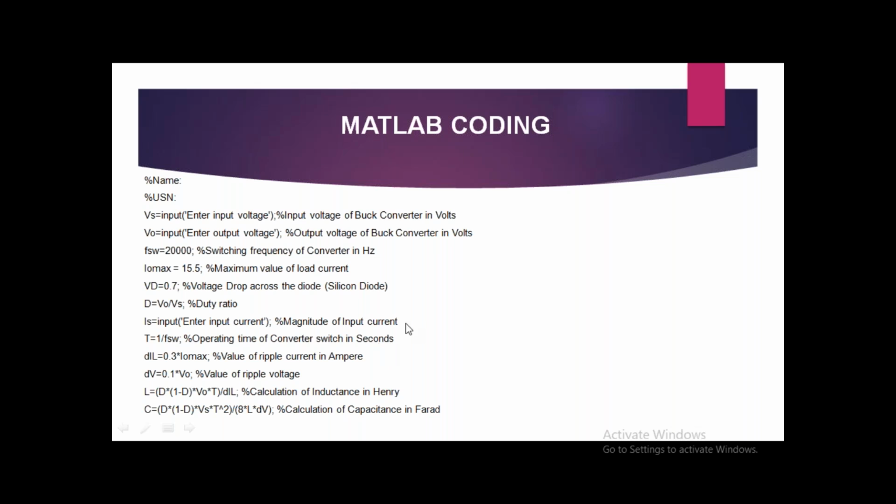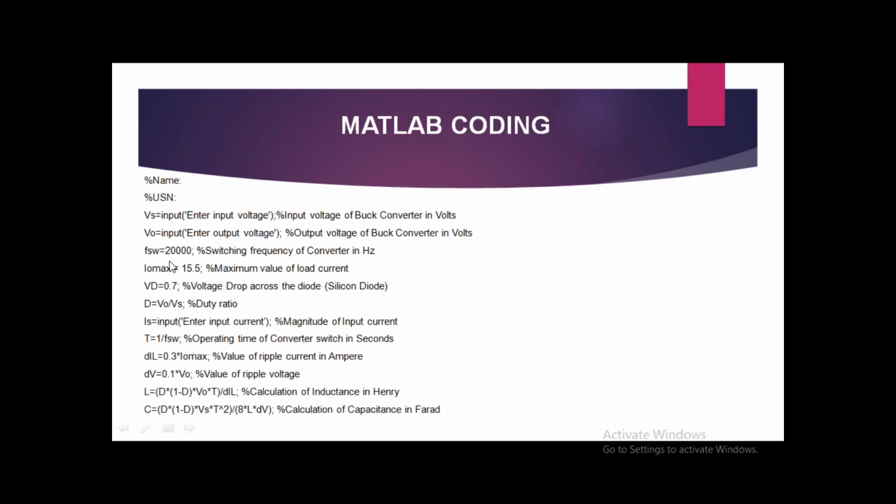Okay, thank you to all the previous speakers who have explained the theory part. Now I would like to take on the coding area. So sir, this is the coding. First of all, we have taken the input voltage of the buck converter, Vs. Then we have taken the output voltage of the buck converter, V0.